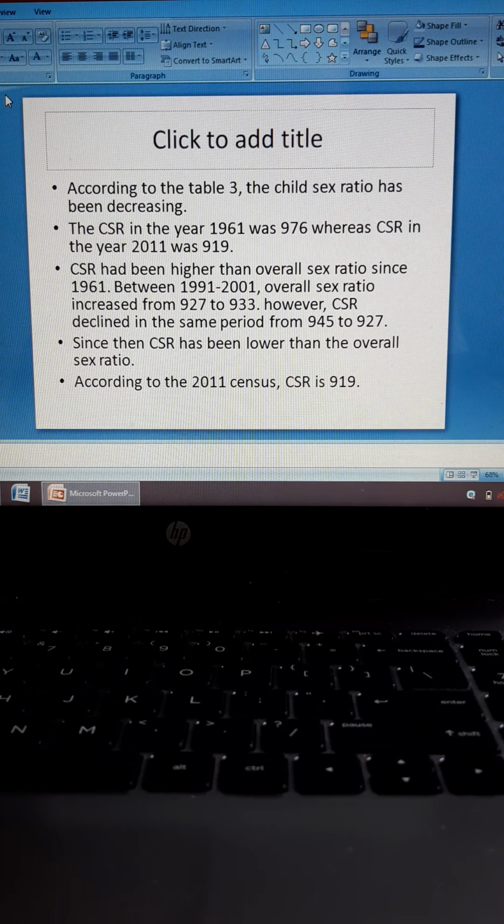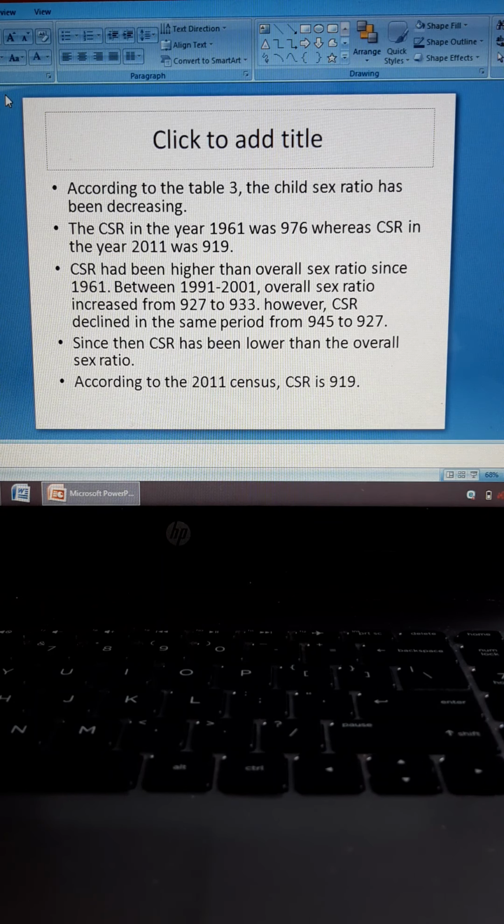Here again, you need to go back to the table. According to table 3, the child sex ratio has been declining. So there are fewer girl children in the age group 0 to 6 years in comparison to boys. The child sex ratio, CSR, in the year 1961 was 976, whereas CSR in the year 2011 was 919. So it has declined.